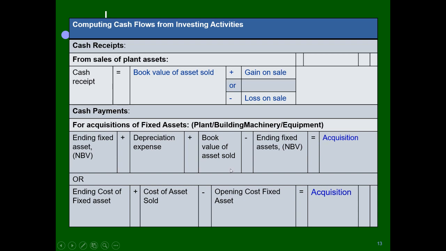You could also use this formula. It's the same, whereby you start with the ending cost of the fixed asset, and you plus the cost of asset sold and minus opening cost of the fixed asset. You will get the acquisition. Either one of the formulas that you use, you will get the same amount of acquisition. It depends on what is provided in the information about the transaction.